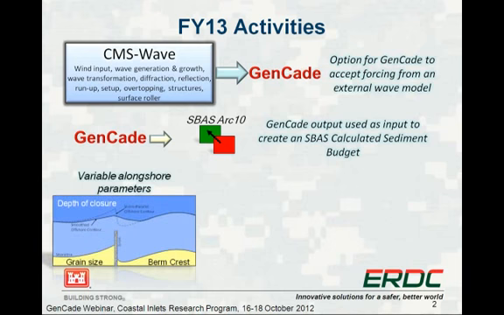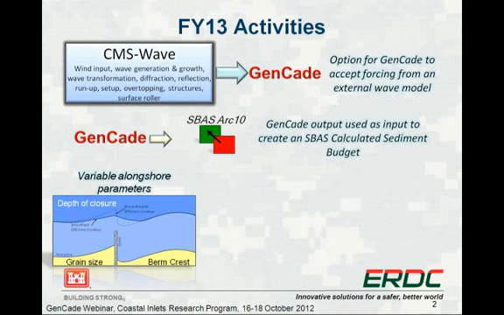The next activity is variable alongshore parameters. Now this one came about from the Onslow Bay case. That was a very long shoreline. We were looking at more than 100 miles. And over that distance, we did know that we had changes in the depth of closure, grain size, and berm height. But unfortunately with Gencade version 1, we can't alter that. We can't have any changing parameters over the course of your entire grid.